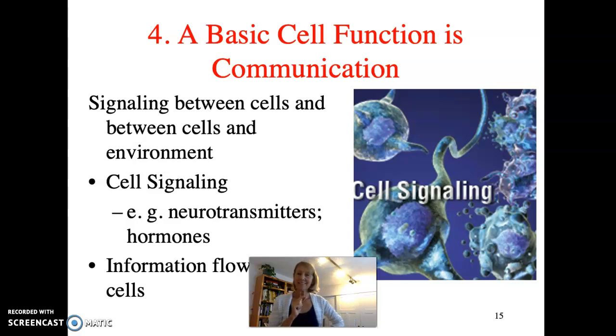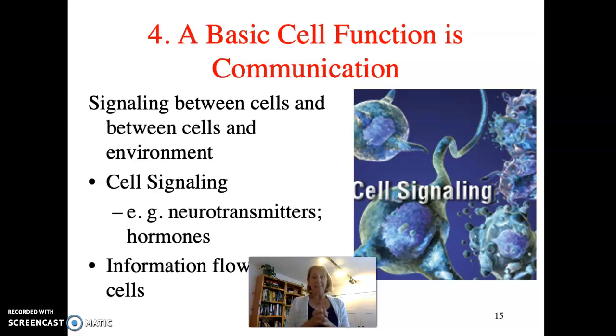So cells need to signal between each other, right? They need to say, stop growing now, we've grown enough. They need to say, send a hormone over to this other part of the body. And that communication is super important.